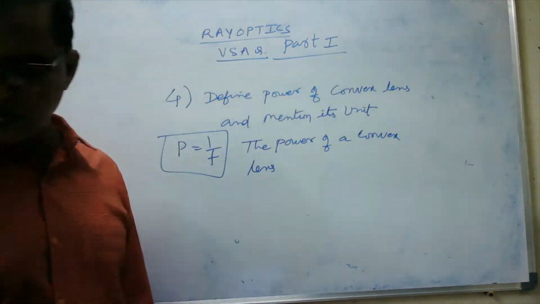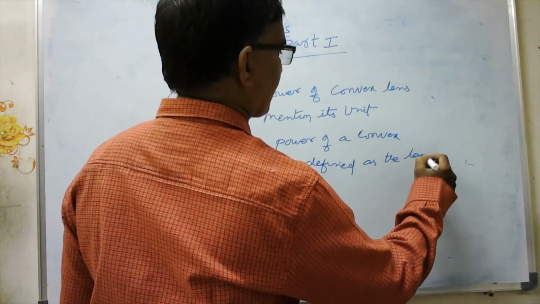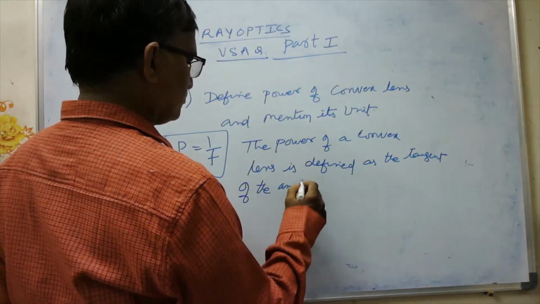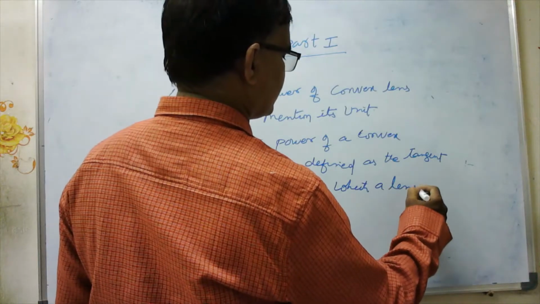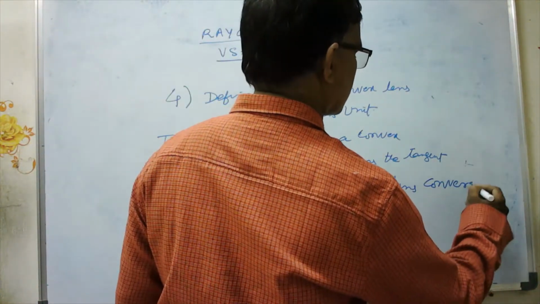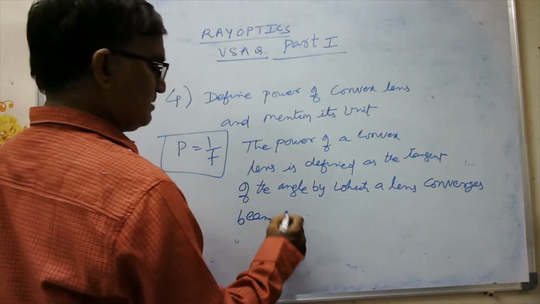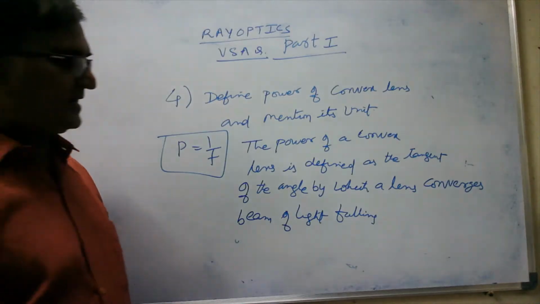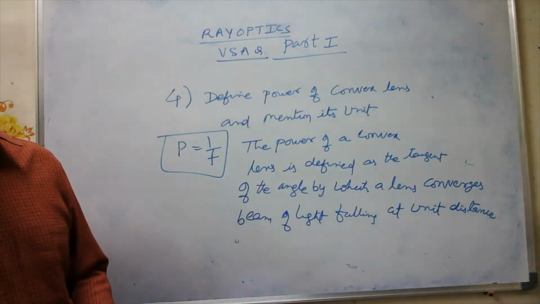can be defined as the tangent of the angle by which a lens converges a beam of light falling on it at unit distance from the optic center.